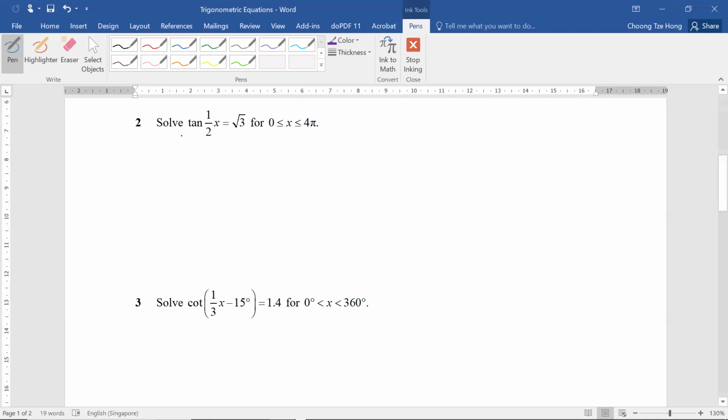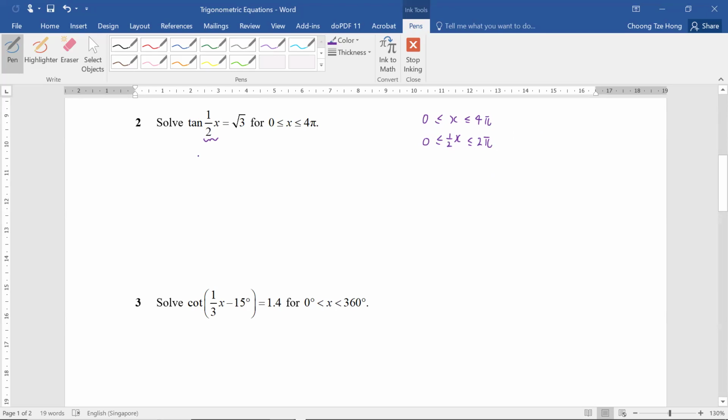In the second question, we are asked to solve tangent half x equals square root 3. The values of x that we need to find are in radians. How do we know? Because the range given is in radians. Over here you can see that the angle is not x, it's half x. So if the angle is not x, you need to adjust the range first. The original range for x is from 0 to 4 pi. But the angle in the question is half x. So half of 0 is still 0, but half of 4 pi will be 2 pi. In other words, 2 pi is 360, so we are still searching one full round.